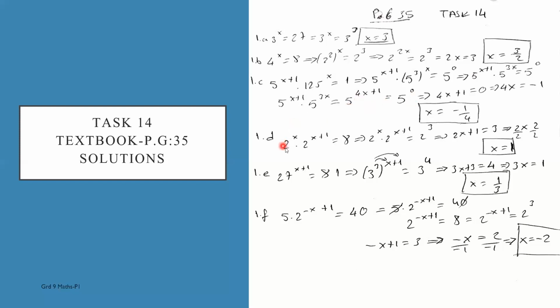All right. 1d is 2 to the power of x times 2 to the power of x plus 1 equals 8. Again, guys, the base is 2, so this 8 also can be written as 2 to the power of 3.